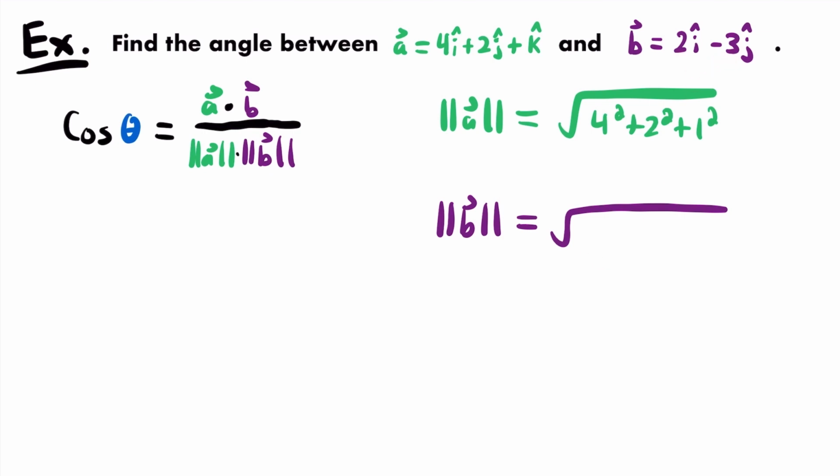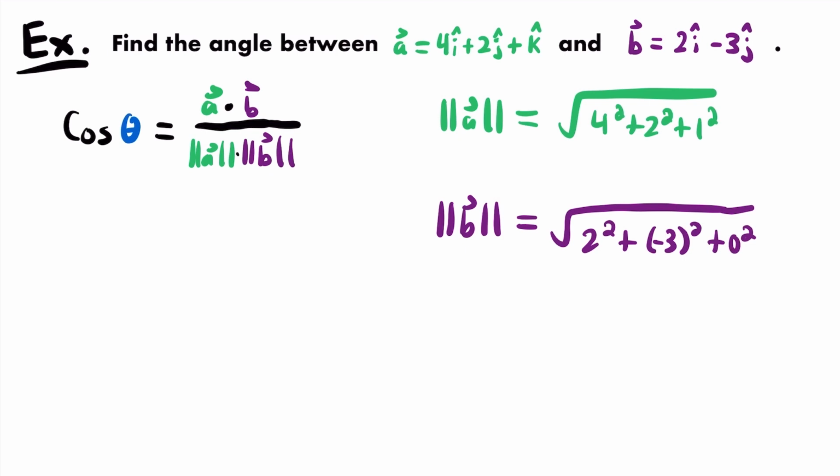The z component, of course, would be 0 since we don't have a k term. So we would write 2 squared plus negative 3 squared. And this is unnecessary, but I'm going to write plus 0 squared, just so that you can see that we are accounting for that z component, but really it's just 0, so we didn't even need to write that.